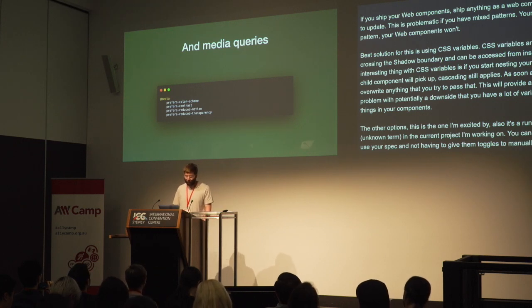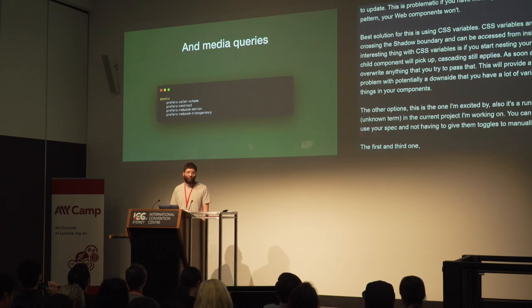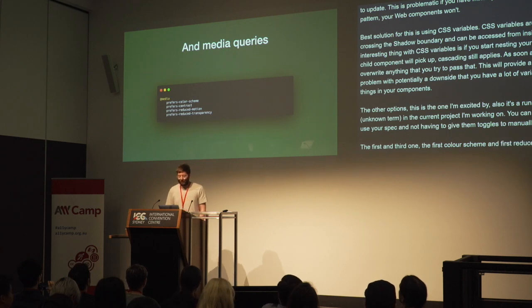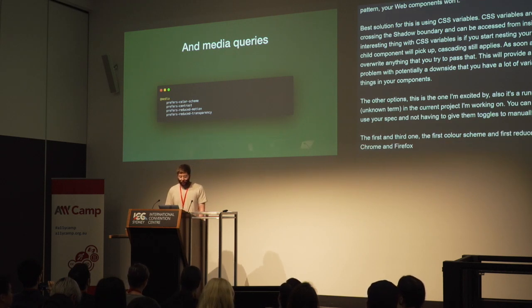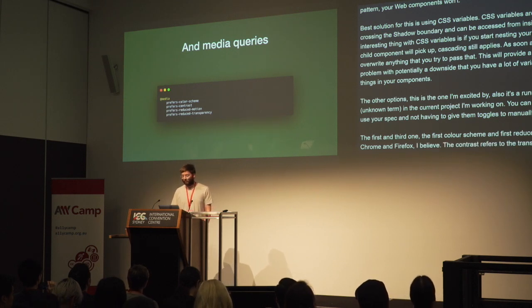The first and the third one, prefers color scheme and prefers reduced motion, are available in Chrome and Firefox, I believe. Prefers contrast and prefers reduced transparency, not so much yet, but hopefully will come soon, so that toggles can preferably be a thing of the past.